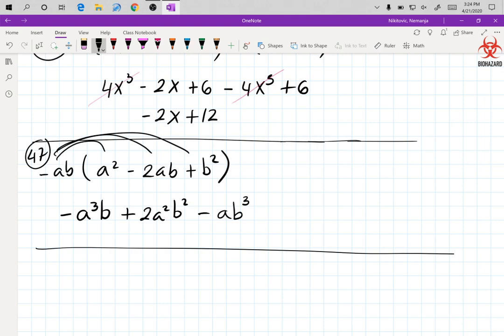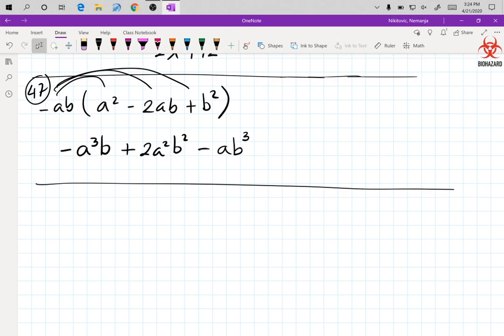Let's see something else. What else could we have? That's good. So all of these are distribution or special ones. This is the good batch.